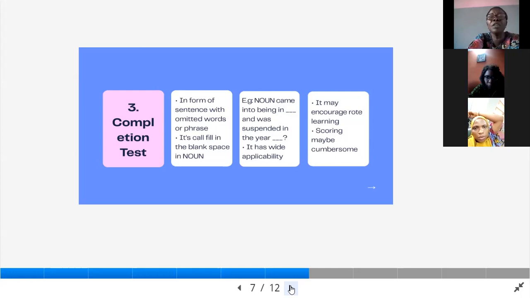For instance, the question I have here: National Open University was suspended in the year dash. I'm expecting you to complete that. Assuming I want to complete it, I will say it was suspended in the year 1984, but I did not put it. Now I will want you to put it in. You have to go to your system, handle your mouse, click it, and when you click it, you will now go to your keyboard.